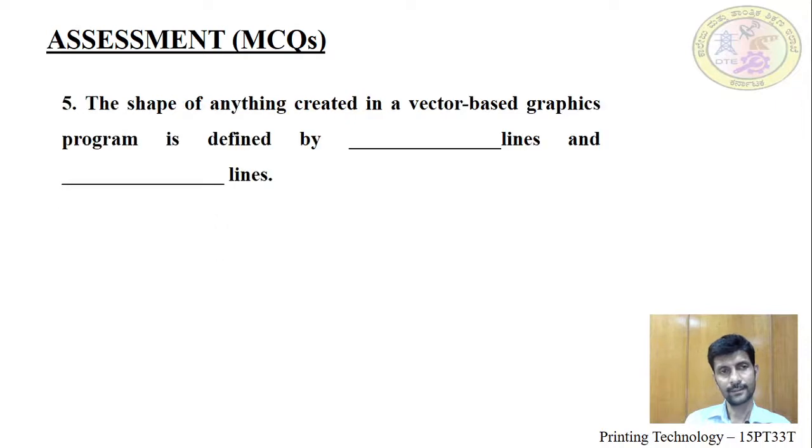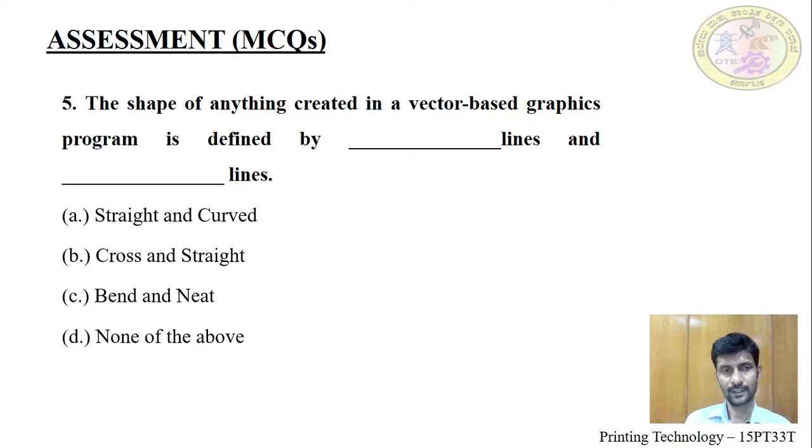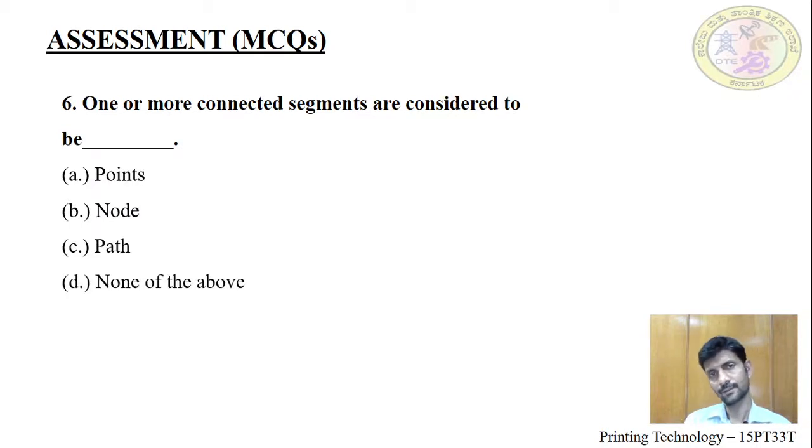the created image. The shape of anything created in vector-based graphics programs is defined by dashed lines and dashed lines. Normally, there are two types. One is a straight line, another one is a bend. The options are straight and curve, cross and straight, bend and neat, and none of the above. Okay. Next, one or more connected segments are considered to be dash. Options are points, node, path, and none of the above. It is also called vector related, and this creates the segments to join.